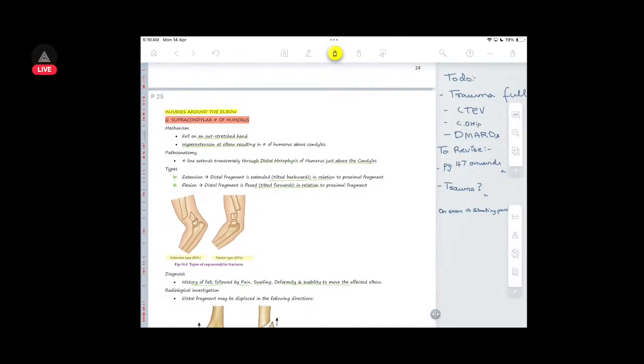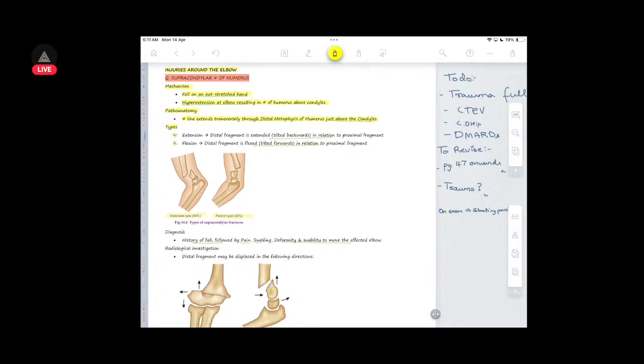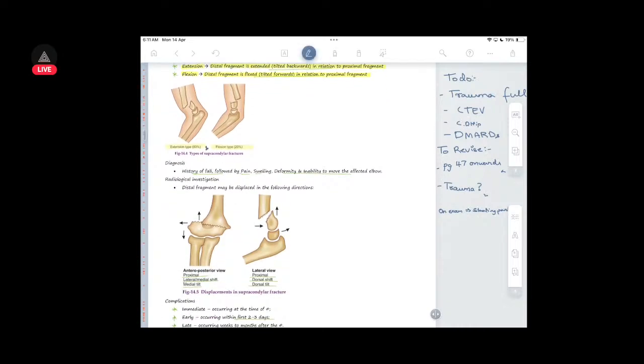Then you have injuries around the elbow, which are caused due to fall on an outstretched hand. Hyperextension at the elbow leads to fracture of the humerus above the condyles. Pathoanatomically, there is a line extending transversely through the distal metaphysis of the humerus just above the condyles. So you have various types. First you have extension and then you have flexion. In extension, the distal fragment is extended, tilted backward in relation to the proximal fragment, and in flexion, the distal fragment is tilted forwards in relation to the proximal fragment. The extension type is more common than the flexion type.